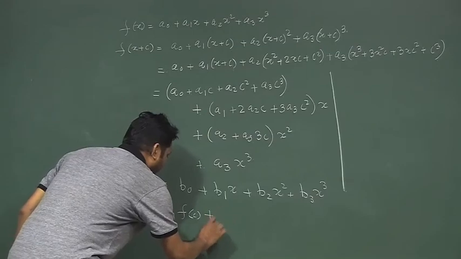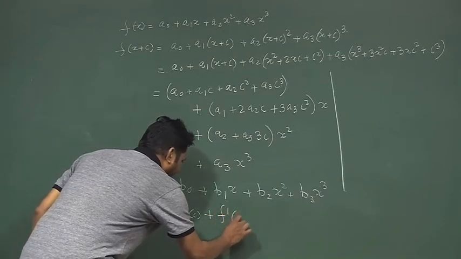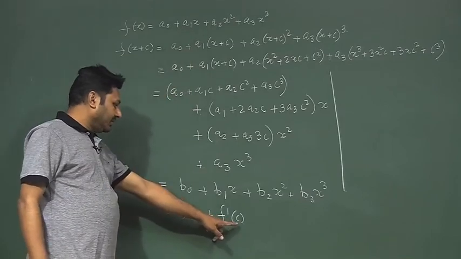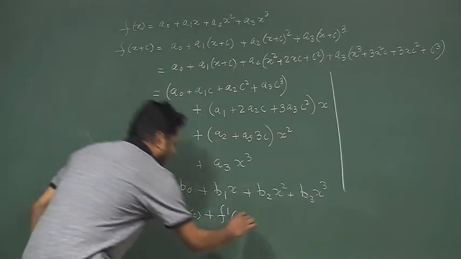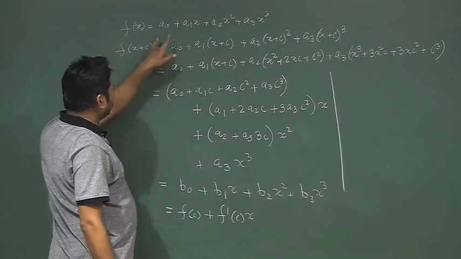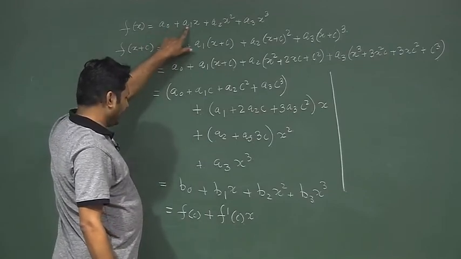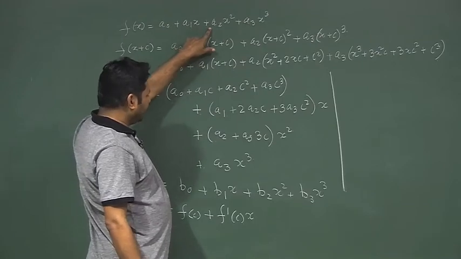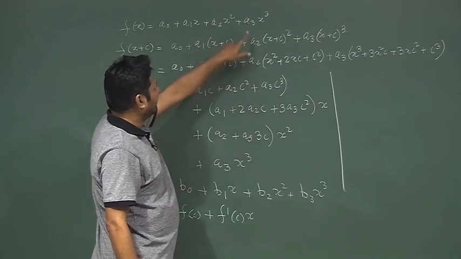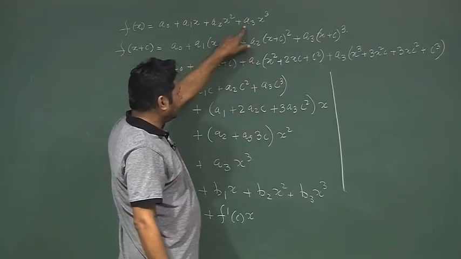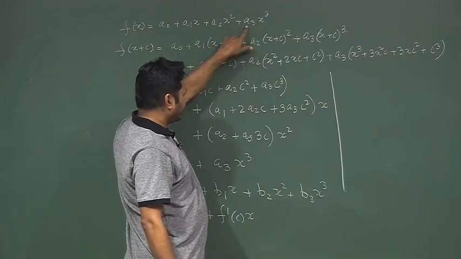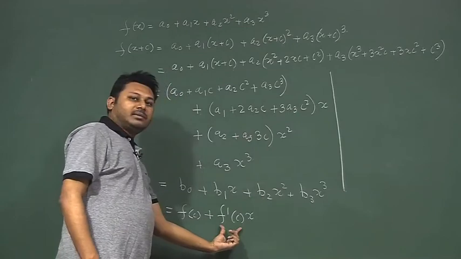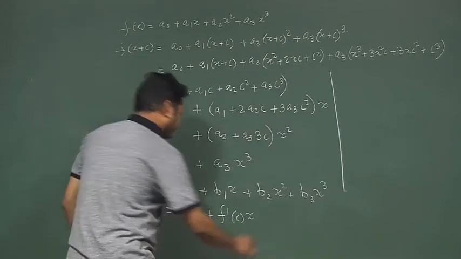What is my b1? b1 is the derivative. If I take the derivative and then put c in it, I will have these terms. The constant term will not be there, it will be a1, then 2 a2 c, and 3 a3 c square. So, this quantity is the derivative of this quantity.